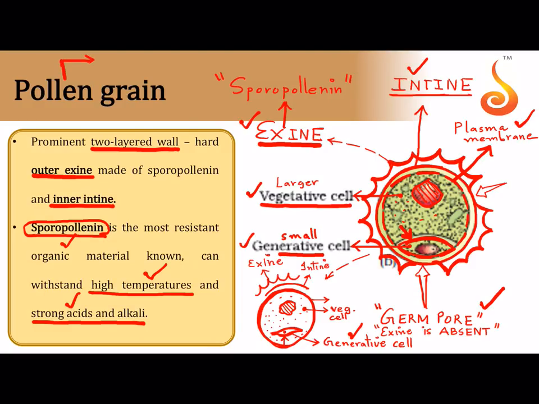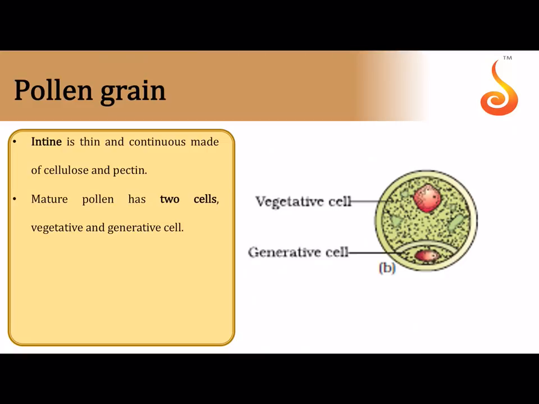So now we saw that the pollen grain is composed of two cells. That's why we call this pollen grain as the two-celled stage. That is, one vegetative cell and the second cell is the generative cell. And then I told you the inner cell wall was intine, which is continuous, made up of cellulose and pectin. And like I already mentioned, there are two cells inside a mature pollen grain, that is vegetative and generative cell.